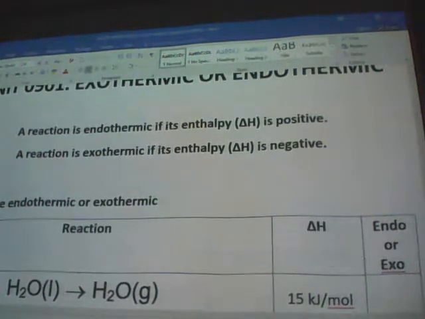Chemical reactions may be either exothermic or endothermic. Exothermic means that they release energy to the surroundings, and endothermic means that they have to take energy from outside to begin. Okay? Anyway, whether endothermic or exothermic, all reactions need energy to begin.